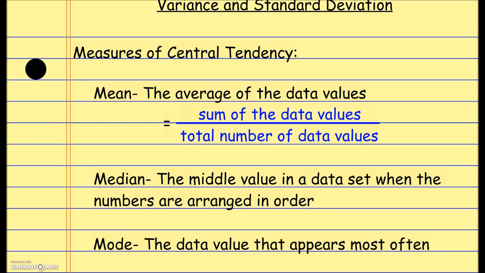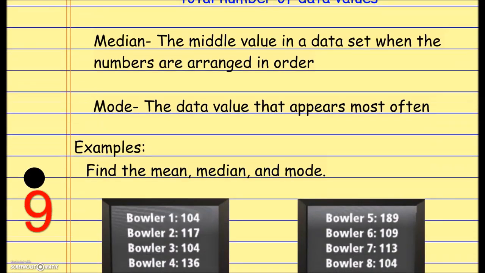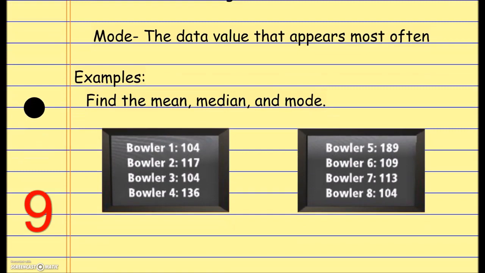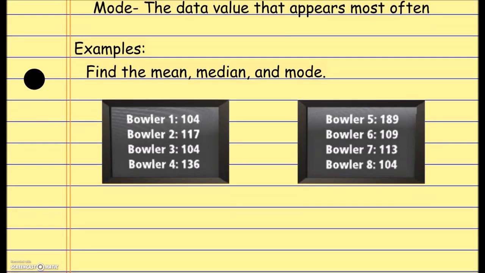Okay? So as we look at this, again, these should be review. Here's an example of bowlers and the scores that they got in a particular league or something like that. And we want to find the mean, median, and mode here, all right? So the mean, remember, we just add all these guys together and then divide by how many we have. So I'm just going to take all of these data values right here and all of these data values right here, and I'm going to add them up.